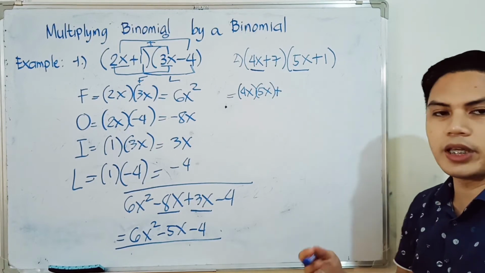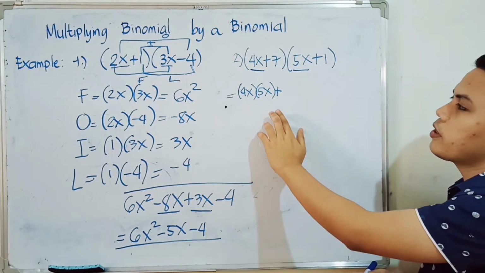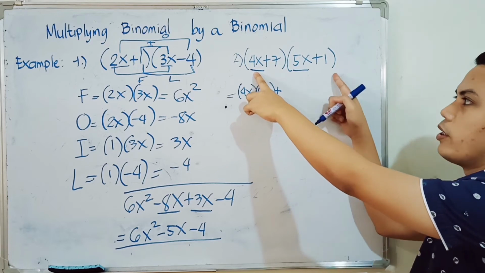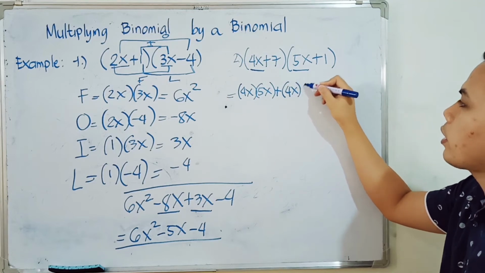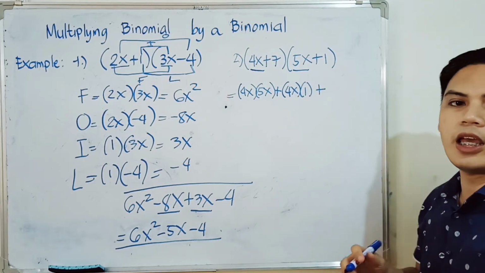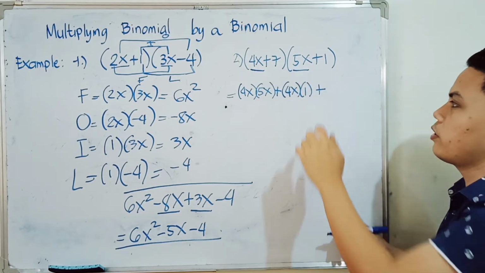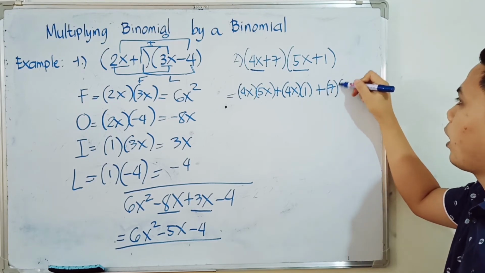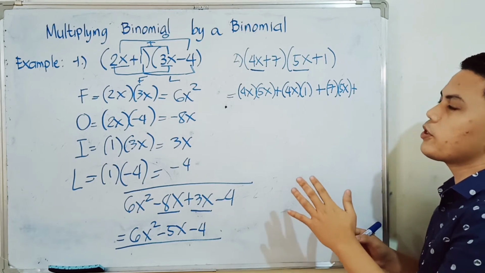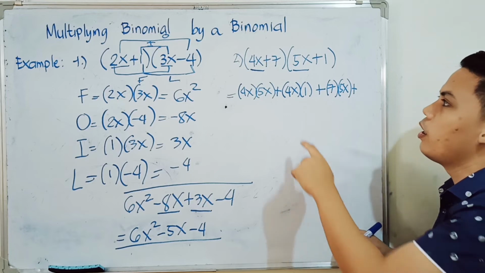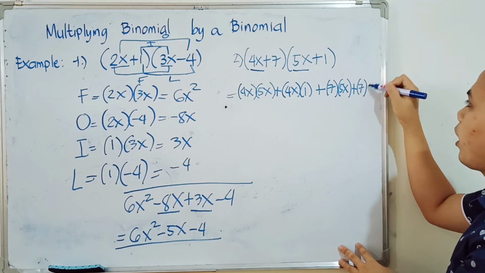Then, we add to it the next products. Next would be the outer terms. What are our outer terms here? We have 4x and 1. They are the terms at both ends. So, we have 4x times 1. Plus, next would be the inner terms. These are the ones in the middle. So, we have 7 and 5x. So, 7 times 5x. Then, plus, lastly would be the last terms. These are the second terms of each binomial. So, we have 7 and 1. Okay? So, we have 7 times 1.